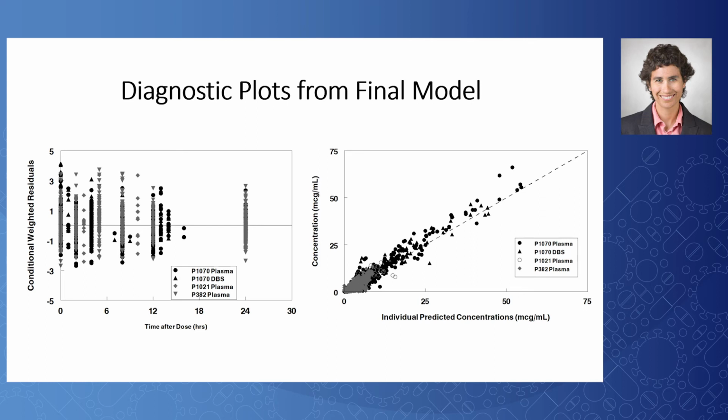Here are the diagnostic plots from the final model. On the left, the conditional weighted residuals were plotted against time after dose. You can see that for plasma and dried blood spot samples, along with the 3 separate studies, there appeared to be no significant bias with time. In looking at the concentrations as compared to the model individual predicted concentrations, we can see that there is no bias around the line of unity. Therefore, the final model represents the data from the 3 studies well without significant bias.